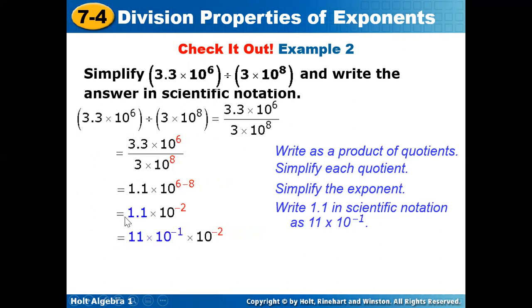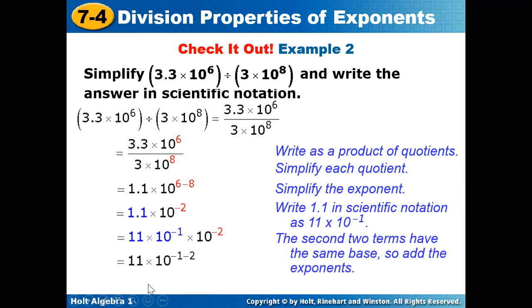We can continue to simplify by writing 1.1 times 10 squared, right? 1.1 is 11 times 10 to the 1. Bada bing, bada boom. Here we go, right? You also could just write this out as 1.1 times 10 to the negative 2, and that would have been the same as 11 times 10 to the negative third.